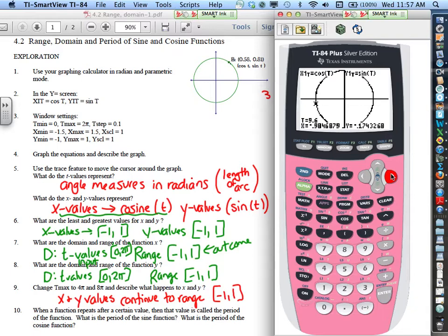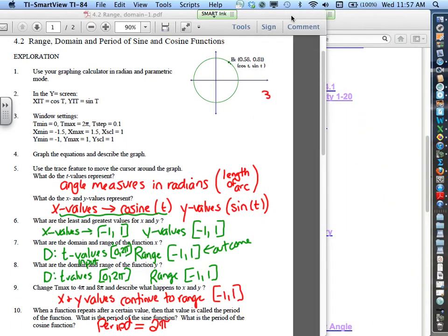So for both of these, we had to go around one time around that circle in order for it to repeat. So the distance around the circle was 2 pi radians, or if we were working in degrees, it would be 360 degrees.